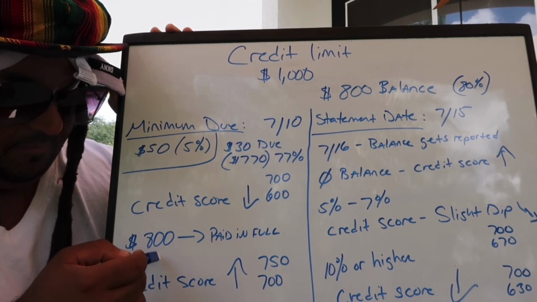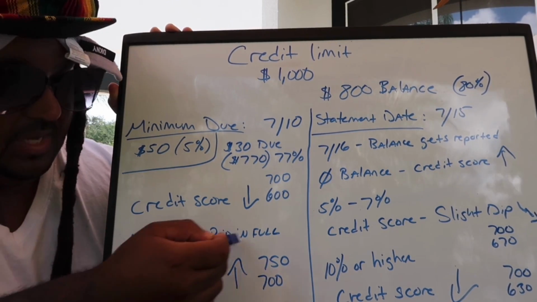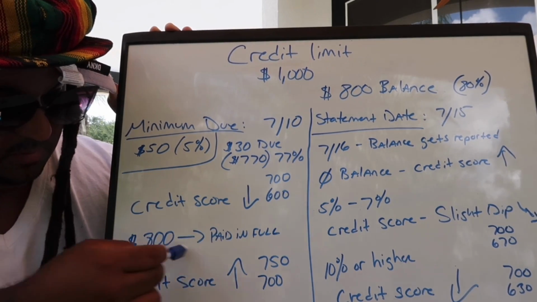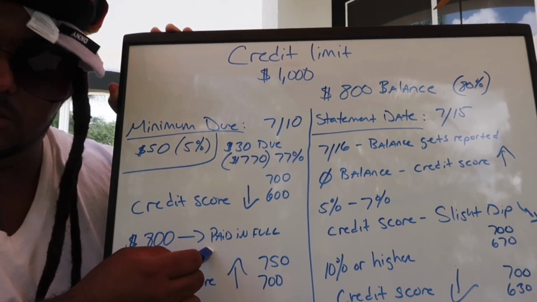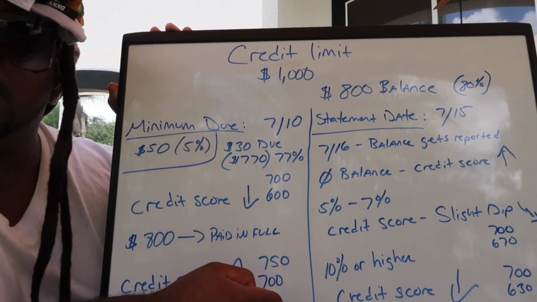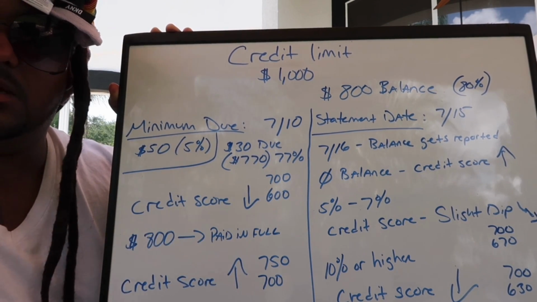Now if you have the $800 and you pay it in full, if you take this $800 and pay it down to zero, your credit score is going to go up, right? So if you had a 700, you're going to go up to a 750. Can you see that?